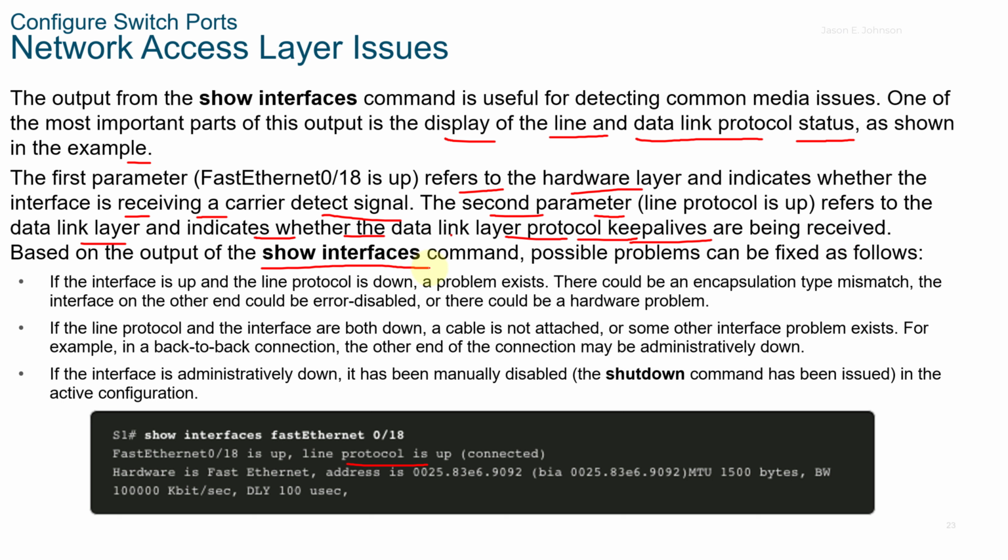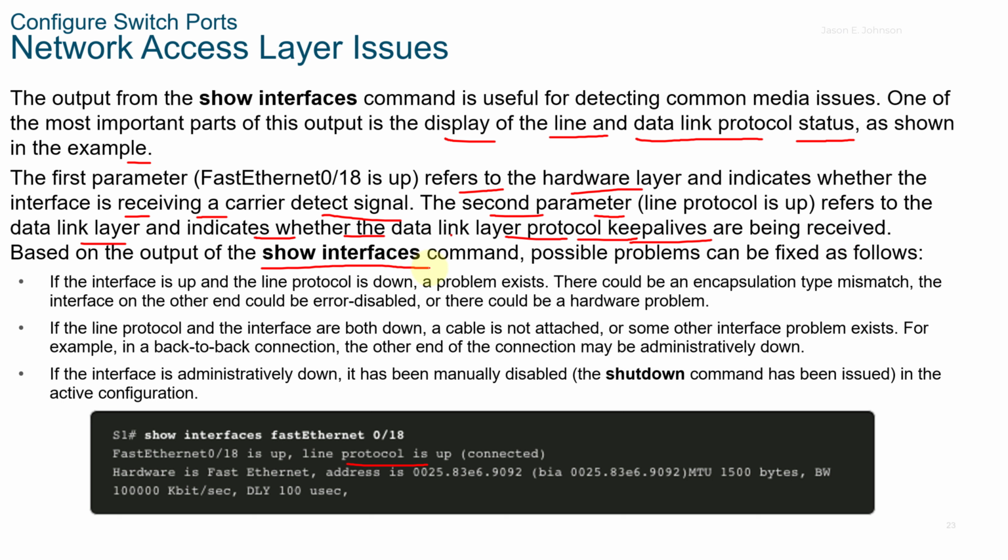There could be an encapsulation type mismatch, the interface on the other end could be error disabled, or there could be a hardware problem. And if the line protocol and the interface are both down, a cable is not attached properly, or you may have some other type of interference. For example, if it's back-to-back communication, the other end may be administratively down, and so you'll need to go to the other end or have somebody check the other side. And if the interface is administratively down, it's been manually disabled or the shutdown command has been issued in the active configuration. So we can see our connection, we can see our hardware, our address.